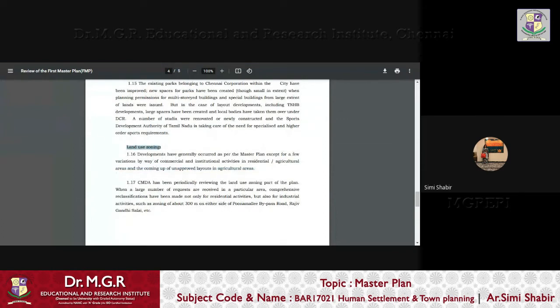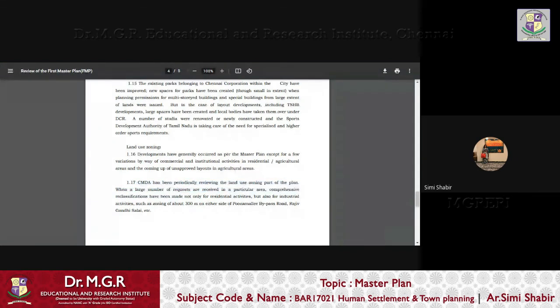Land use zoning. As discussed in the previous presentation, land use zoning is something that had to be given focus, because the developments occurred as per the master plan, except for a few variations by way of commercial and institutional activities in residential, agricultural areas, and the coming up of unapproved layouts in agriculture area. The CMDA periodically reviewed the land use zoning part of the plan.